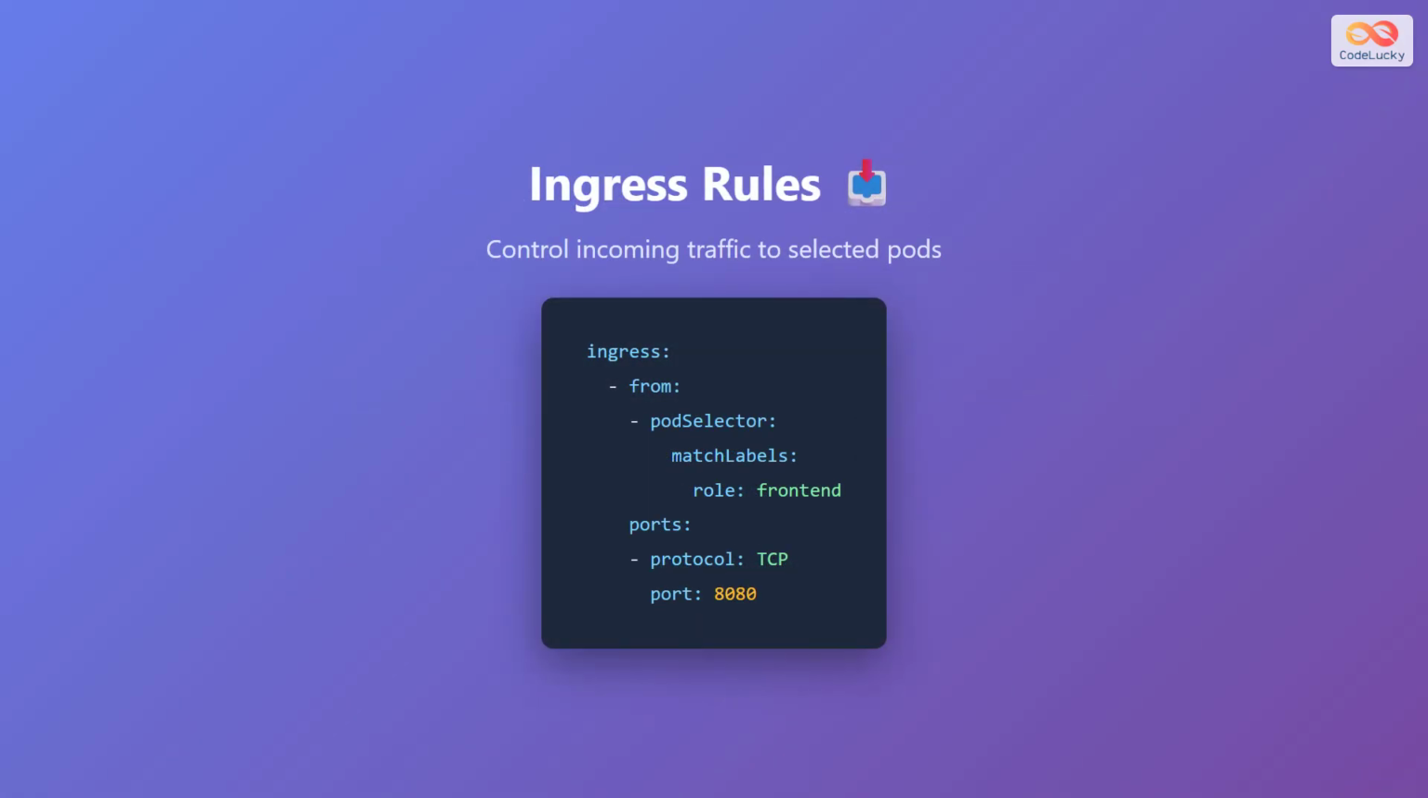Ingress rules control incoming traffic to your selected pods. In the ingress section, you define a from clause that specifies which sources are allowed to send traffic to your pods. Here we're using a pod selector to allow traffic only from pods labeled with role equals frontend. You can also specify which ports are allowed by using the ports section. In this example, we're allowing TCP traffic on port 8080. This means only frontend pods can connect to the selected pods, and only on that specific port.